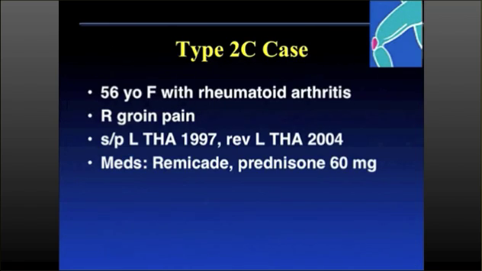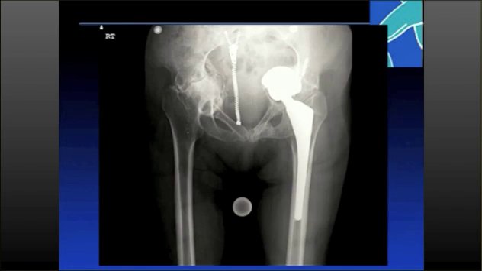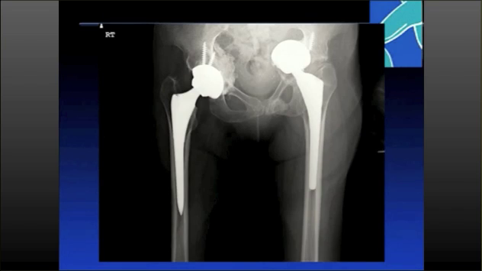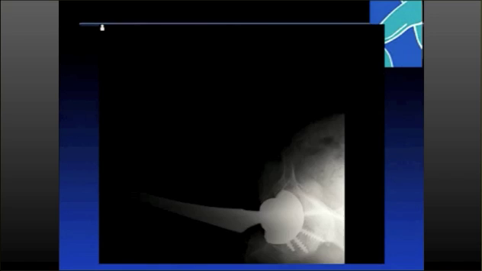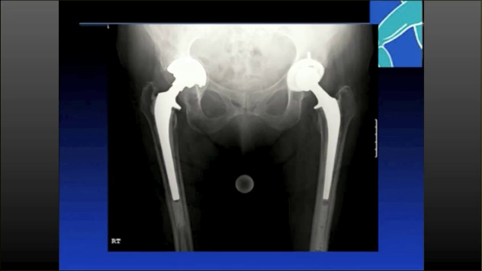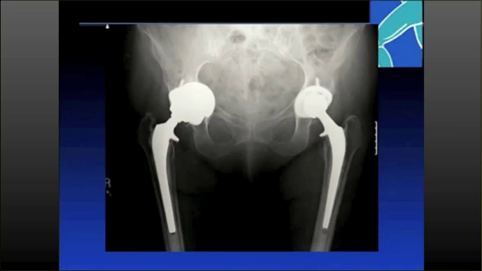Here's a case of a 56-year-old female with severe rheumatoid arthritis on high doses of prednisone. She comes into the office with severe right groin pain, and using structural allograft to graft the medial defect, her acetabulum was restored with screws going through the graft into the host bone. Here's another patient, an 84-year-old female with a painful right hip. And in this case, porous metal augments were used medially to reconstruct the acetabular defect.